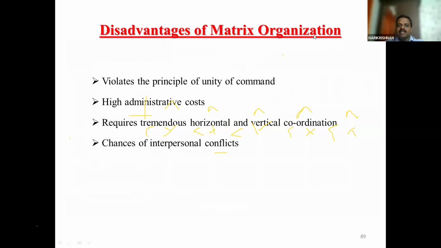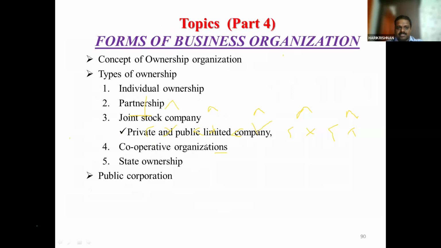So here, the disadvantages are that it violates the principle of unity of command, has high administrative cost, requires tremendous horizontal and vertical coordination, and has chances of interpersonal conflict. Conflict can also happen in this type of matrix organization.